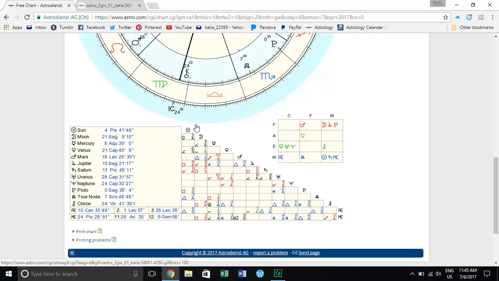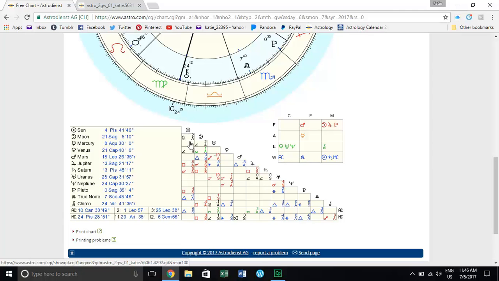So you're going to say, my Sun. What aspects does my Sun make? So you go down. The Sun makes a square. Squares are squares. It's kind of obvious there. If you Google astrology aspects, it will give you pictures and names of each aspect, so you can kind of learn to be familiar with those. So yeah, my Sun is square my Jupiter.